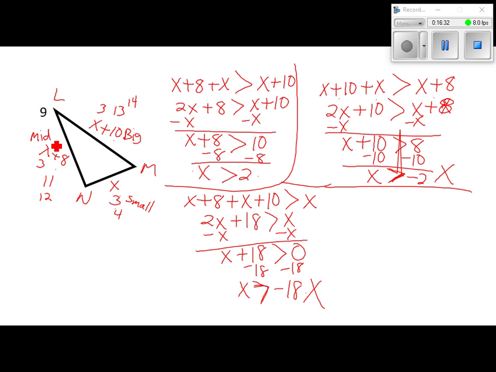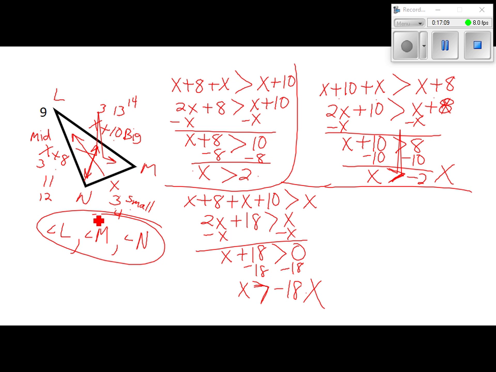Well, if that's the case, and we want to list these angles in order, and they said list them in order from smallest to largest, well, the smallest angle is going to be across from the smallest side, so that's angle L. So angle L has to be the smallest. The next biggest angle is across from the middle side, that would be angle M. Angle M is the next one, and then the largest side is across from angle N. Ignore that extra mark there. So the biggest side's across from angle N, so angle N's got to be the biggest. So that's listing the angles in order from smallest to largest.